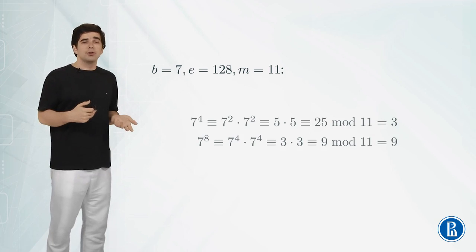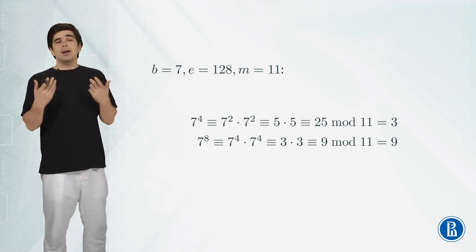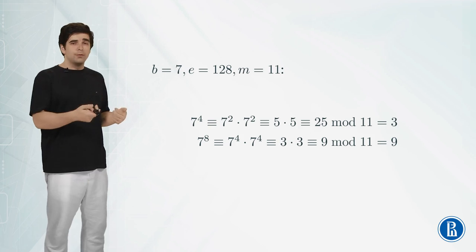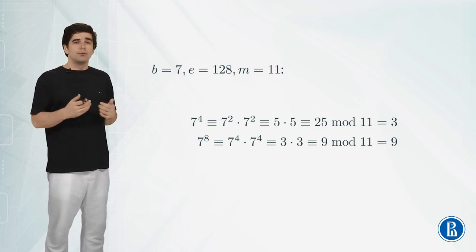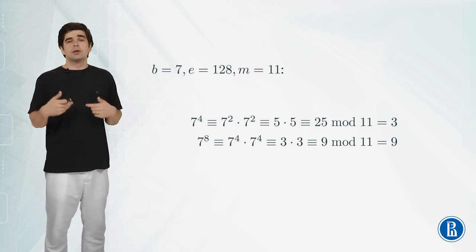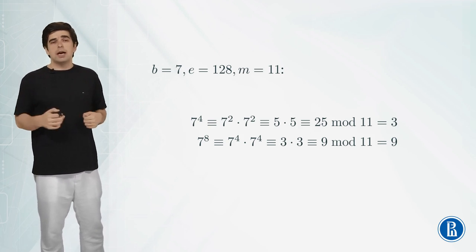And on the next step, we're going to compute 7 to the power of 8, given 7 to the power of 4 equal to 3. So we are going to square this 7 to the power of 4, get 3 times 3, which is equal to 9 modulo 11, which is just 9.